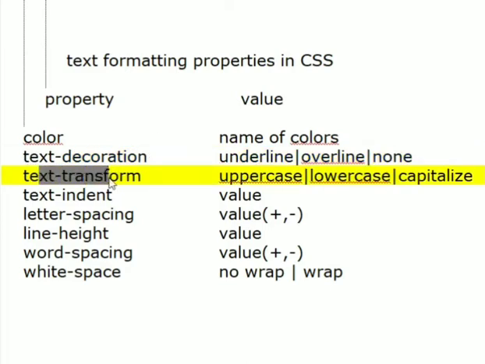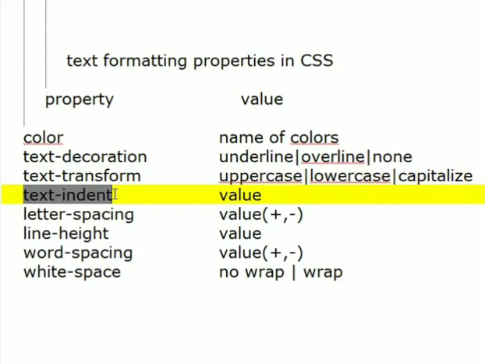Next one, text transform. Text transform uses three values: uppercase, lowercase and capitalize. Uppercase is used to convert small letter text to uppercase, lowercase is used to convert capitalized words to lowercase, and capitalize is used to convert the first letter of each word to a capital.